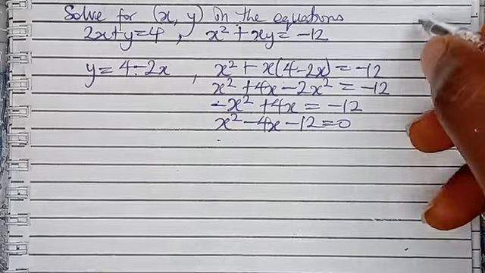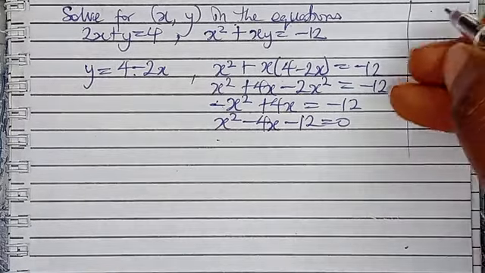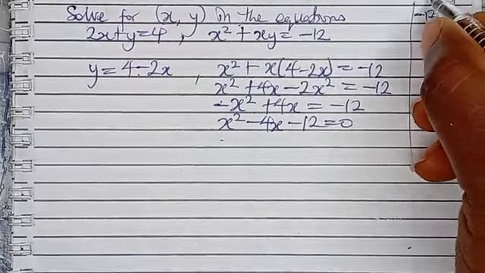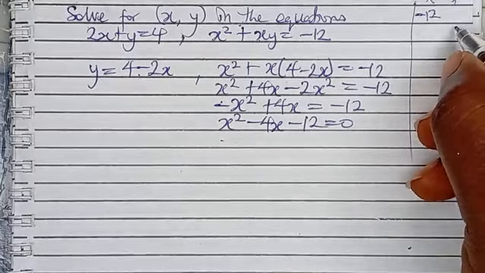We now factorize. To factorize, I'm looking for two numbers that when I multiply, I get negative 12, and when I add up, I get the middle coefficient.